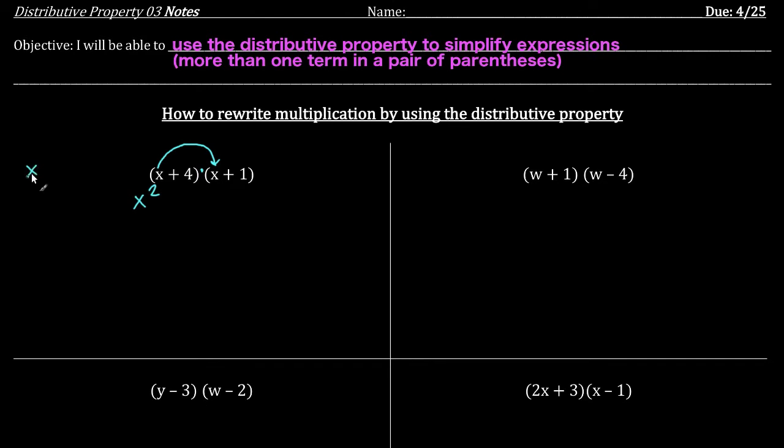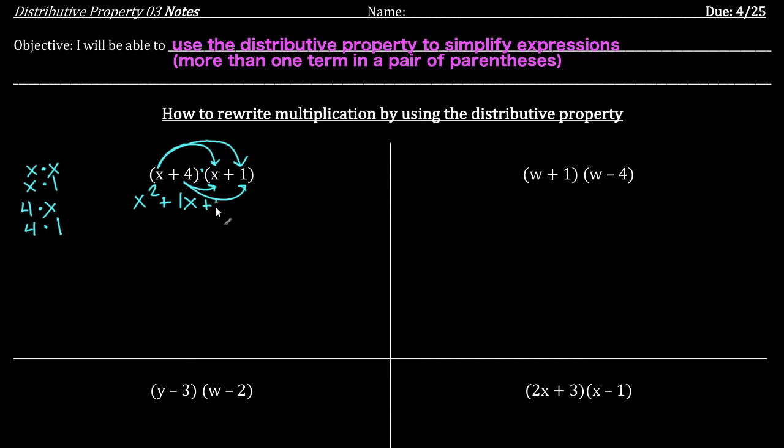I'm going to write this over here so you can see each step. And then x times plus 1. So a positive times a positive is a positive. 1x, or x times 1 is 1x. If you need to see it, x times x, x times 1. And then we're going to multiply this positive 4 times x, and then this positive 4 times positive 1. So positive times a positive is a positive.